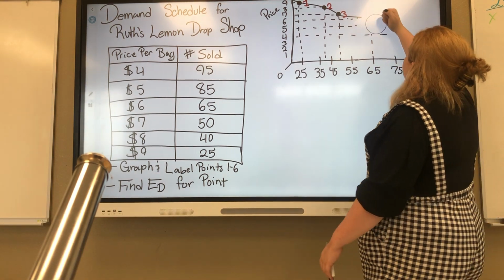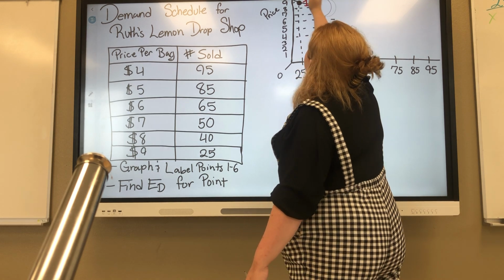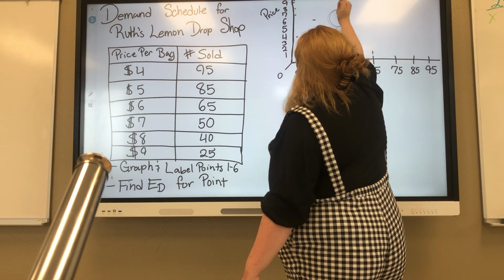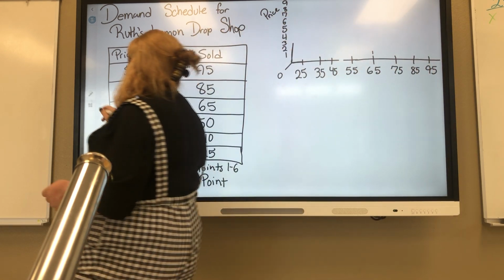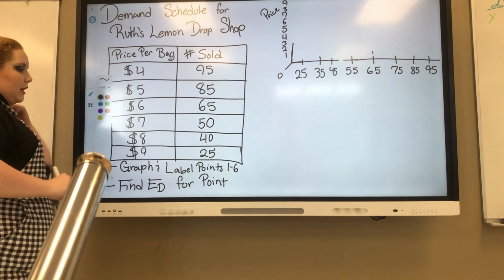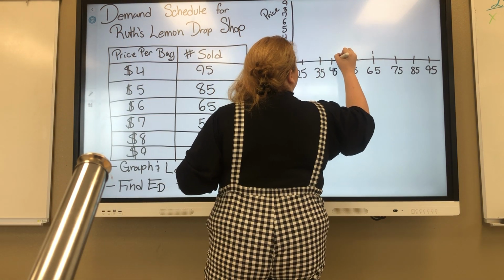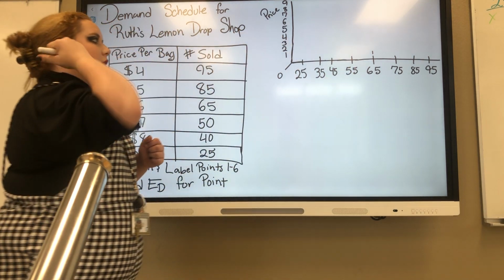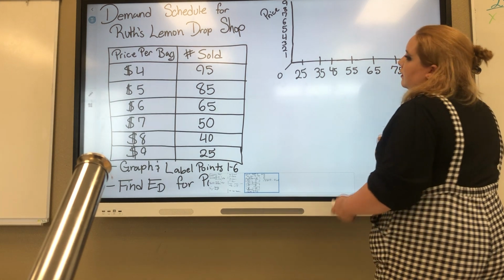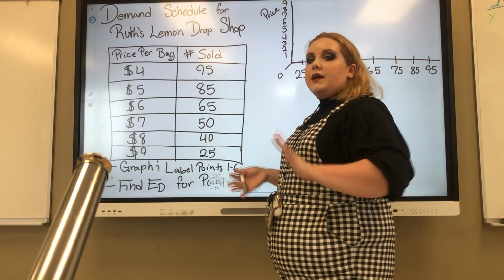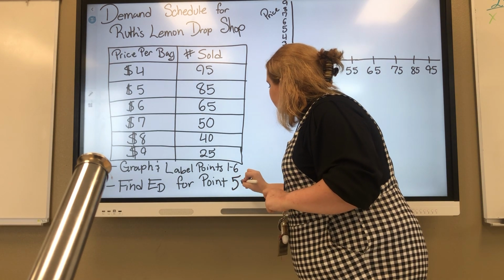So I'm going to just erase my little graph here that I was doing for practice to make sure I had enough space, because we're going to do this step by step real quick. Okay. So let me just switch my marker back to black. So I'm using the Ruth's Lemon Drop Shop that we used for problem 1, the one we did the other day in class. But instead of you guys finding points 3 and 4, I'm going to have us go ahead and find points 5 and 6.